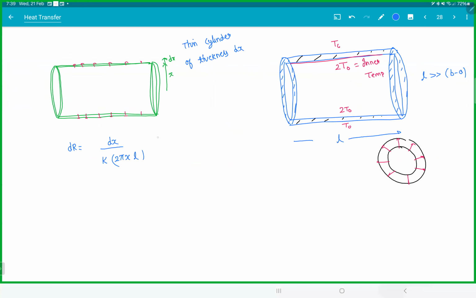Okay, so all are in series. Why is the same heat flowing? But anyone still confused, please ask me. And then you integrate them. So R equivalent will be 1 by 2 pi KL integral dx by x. Limits will go from A to B. So that is ln B by A. It is not ln A minus B. Ln B minus ln A is ln B by A, not ln of B minus A.